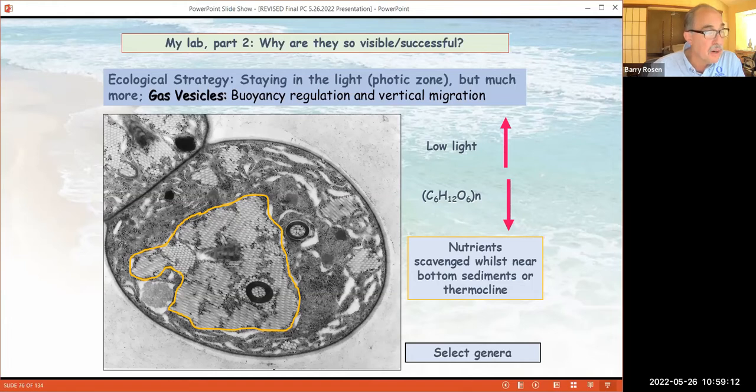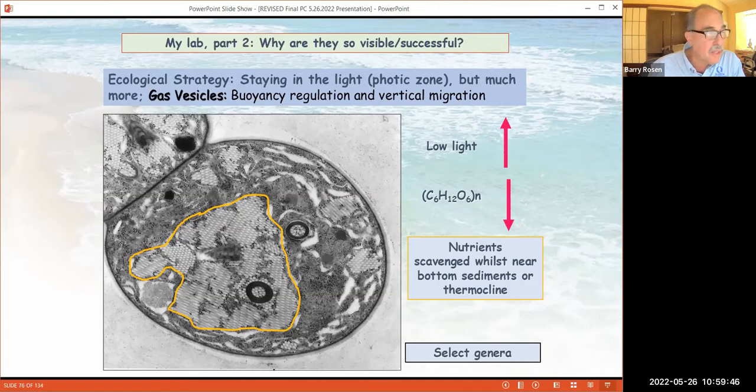So once they are up there, they're making basically a sugar compound, that C6H12O6. It's actually glycogen, a lot like what we make. And they make big, long chains of it. That's what the n is. And as they do that, that molecule gets bigger and bigger inside the cell. It collapses these gas vesicles and it causes them to sink. So that's part of their strategy. They come up first thing in the morning and they produce a lot of photosynthate and collapse the gas vesicles and they sink back down.